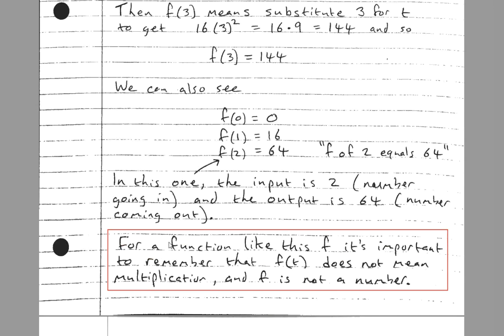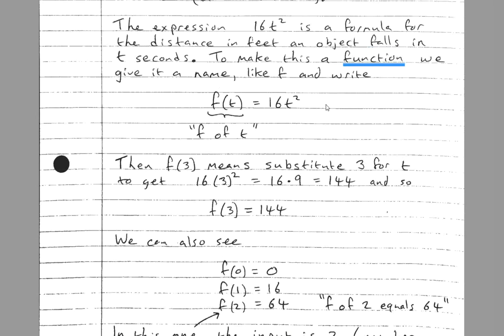For a function like this f, it's important to remember that f of t does not mean multiplication, and f is not a number. So that's one problem with this notation. It looks like you're multiplying a number f by a number t, but no, we have this special function notation, so we're not multiplying here. Instead of multiplying, we have to use the function's formula.